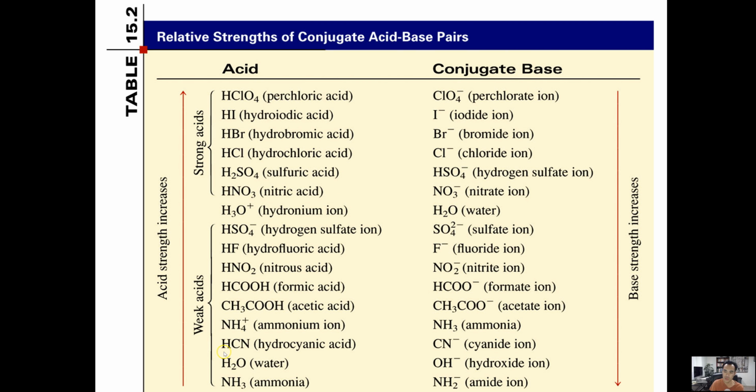But as you get closer down to the bottom, what you're going to find is something like water, for example, would actually have a stronger hydroxide base. Something like ammonia, NH3, would have a very strong base like amide ion. Something like acetic acid, which is fairly weak, would actually have a very strong acetate ion.